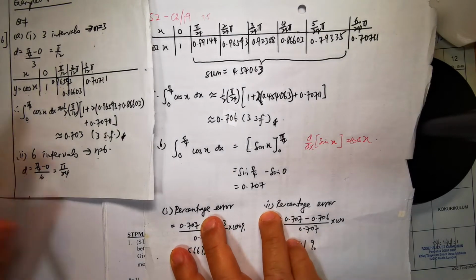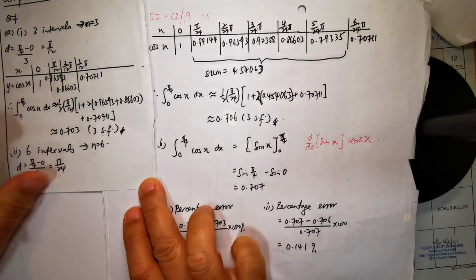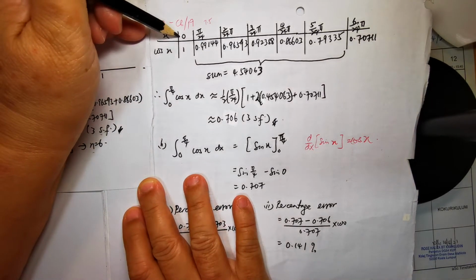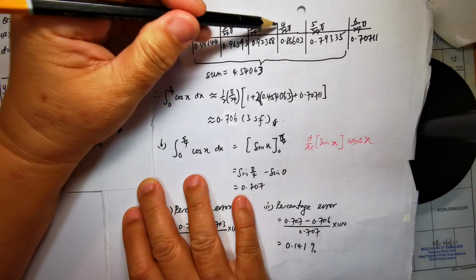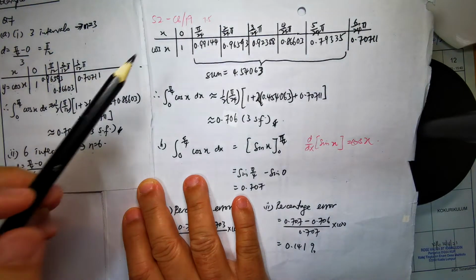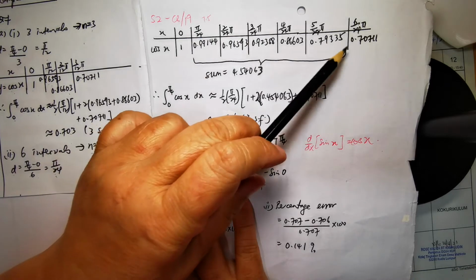Okay, here. So for B, the D is pi over 24. So next, same, construct the table. So x starts from 0. Each time add 1 over 24 pi, until the last one, so 1 over 4 pi. Alright? Then again, use your calculator. So you get all these answers.